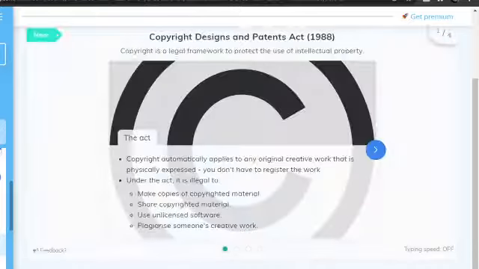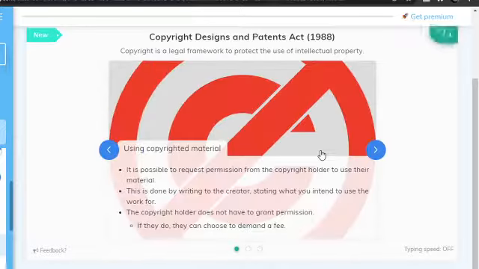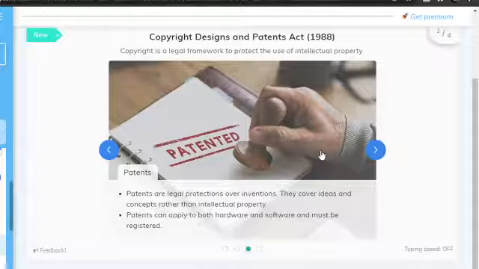Copyright, Designs and Patents Act. That's probably stuff like copyright, so stuff like YouTube uses. Copyright automatically applies to any original creative work that is physically expressed. You don't have to register the work. Under the Act, it is illegal to make copies of copyrighted material, share it, use unlicensed software, or plagiarize someone's personal creative work. To use copyrighted material, you can request permission and you would need written consent, and they can demand money.